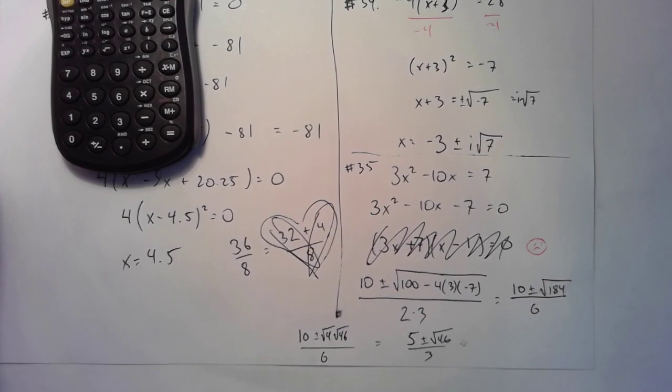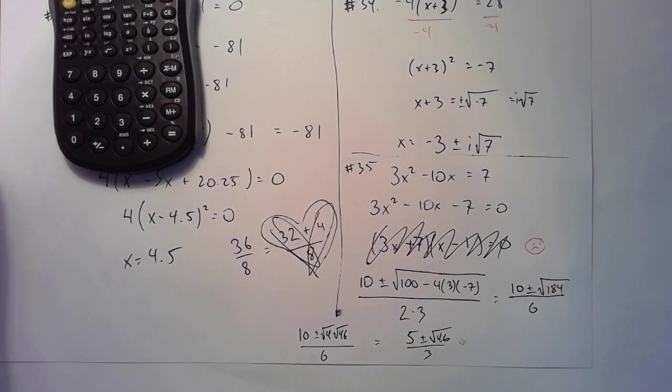Can 46 be broken down? 46 isn't divisible by 9. It's not divisible by 4. It's not divisible by 16. It's not divisible by 25, no. Well, that looks like the answer's there. 5 plus or minus root 46 over 3.